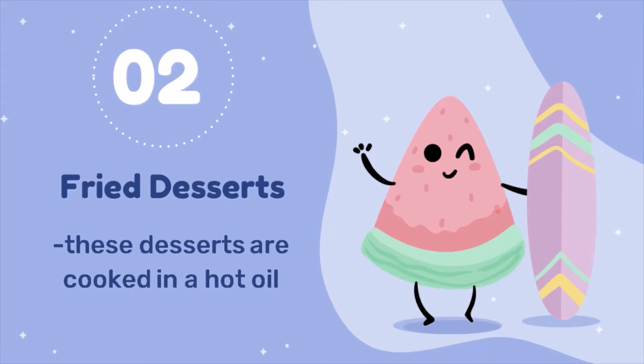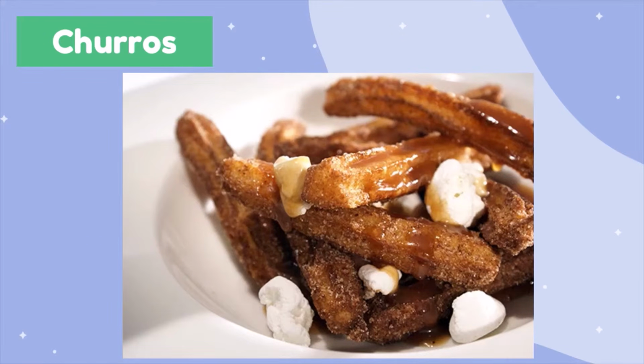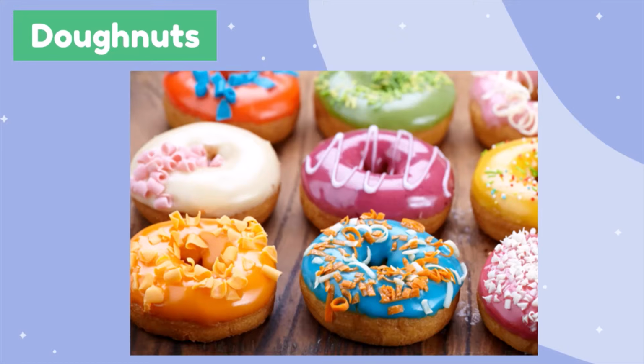Number 2. Fried desserts. Fried desserts are made using a cooking process called deep frying. To deep fry food, a large pot filled with oil is heated and then the food is placed into the pot. Deep fried desserts include donuts, mochi, banana fritters, and a banana roll.